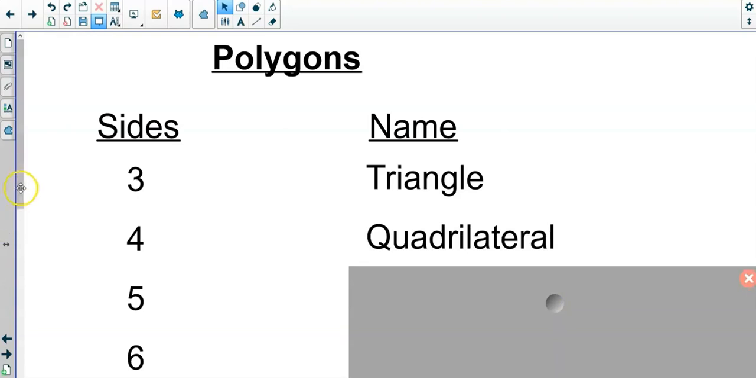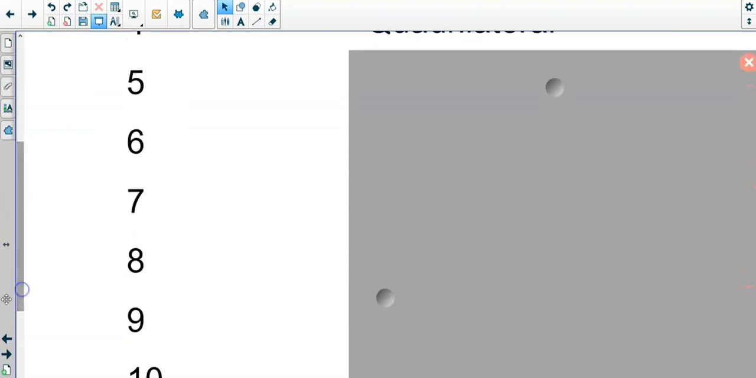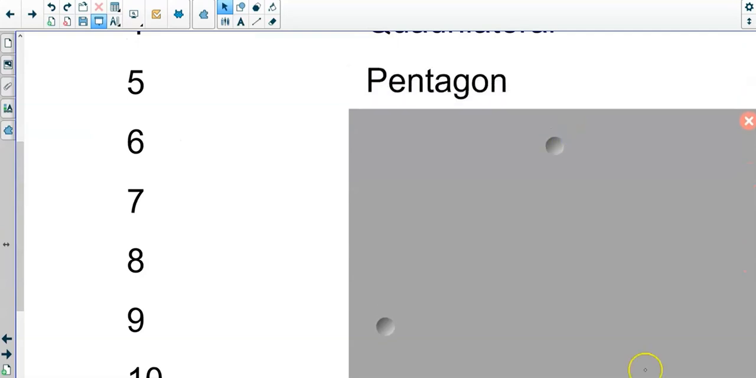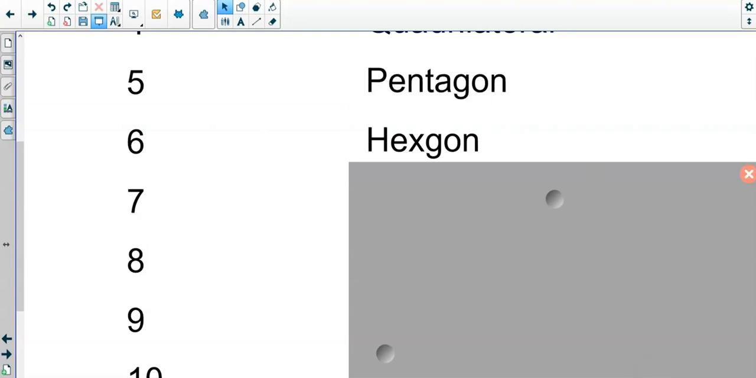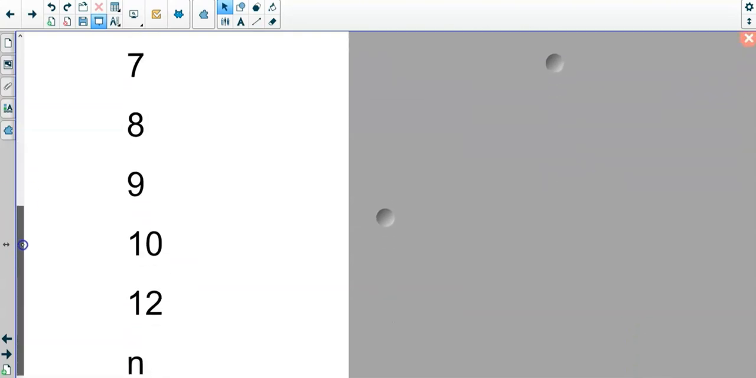Now, some of the other ones that you may or may not remember. If you have a 5-sided figure, I just said that a moment ago, that's a pentagon. The 6-sided figure, I said that a moment ago, it's a hexagon. But what about 7, 8, 9, 10, 12, and what if we just have n number of sides? Like a polygon that has 11 sides, 13 sides, 14 sides, 30 sides, 100 sides. What do we call those? Okay?